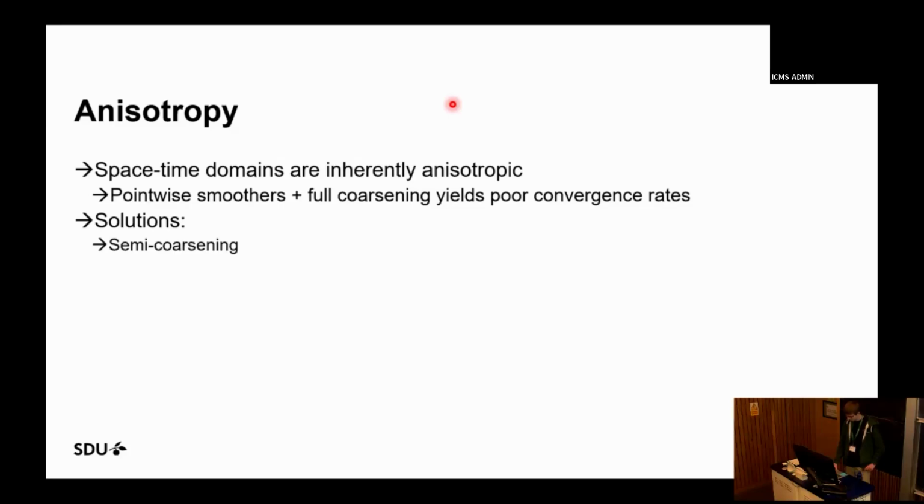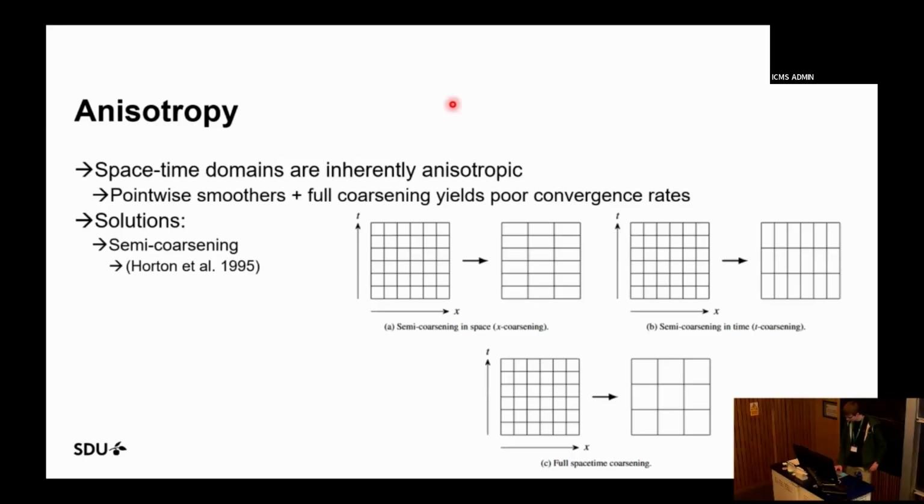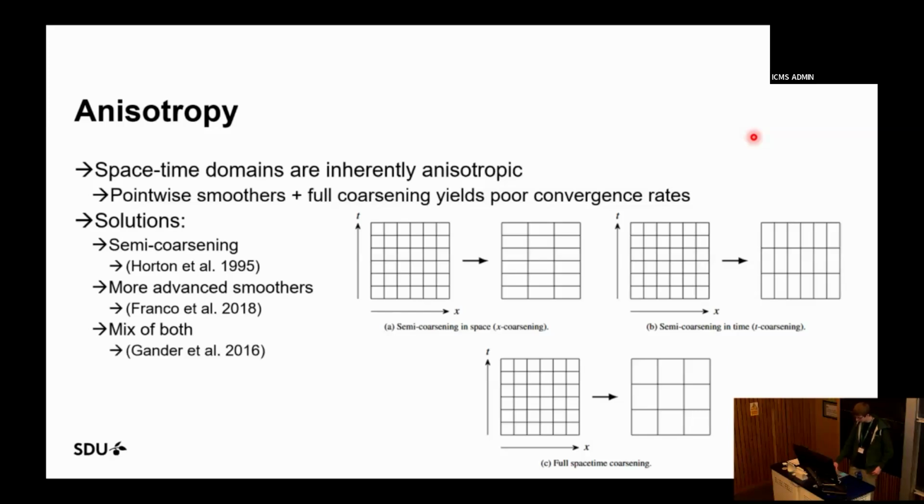So first of all, you can use semi-coarsening, and this was proposed by Horton and others, where you basically can decide either to use only bigger spatial steps or only bigger time steps on your coarse grids, or you can choose to use full coarsening where you do both. You could also use more advanced smoothers to get around this, which is something that was explored by Franco and others. Or you could use a mix of both of the above, which is something that Martin and others have been exploring.